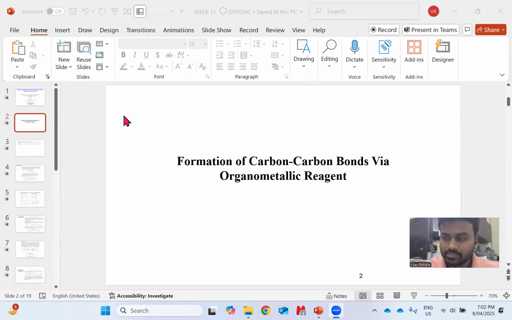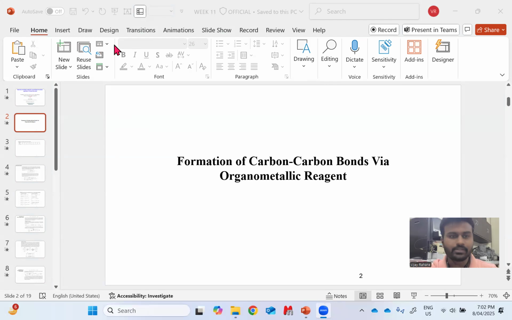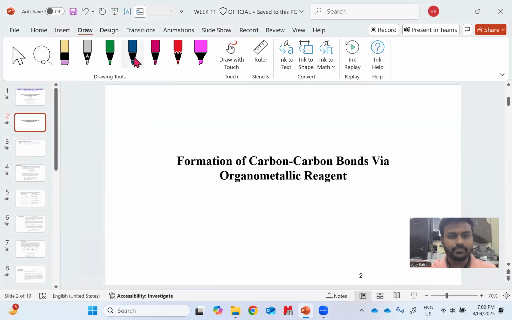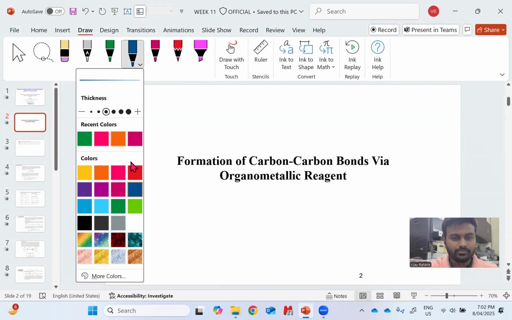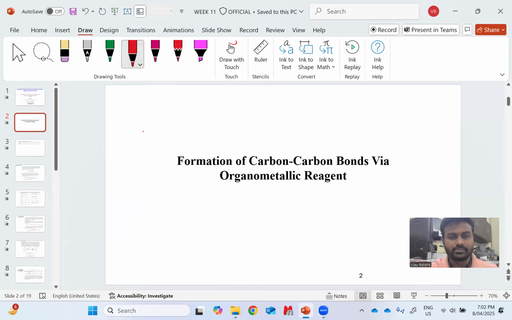So we'll start with the topic that I have taken today, in which we are going to discuss the formation of carbon-carbon bonds via organometallic reagents. You know the organometallic reagents, right? These reagents are based on a metal and carbon. Does anyone know any examples of organometallic reagents?